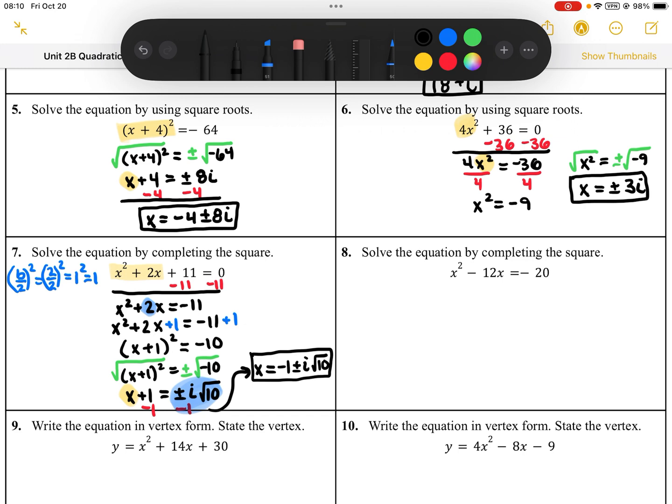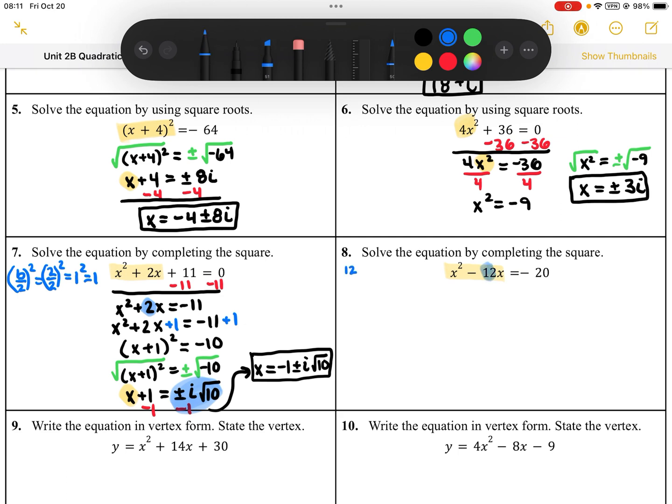For number 8, we are going to solve the equation by completing the square. So I have x squared minus 12x equals negative 20. First step is to get your ax squared plus bx by itself. So my x squared minus 12x is already by itself. So now I'm going to go create my perfect square trinomial. My b value is 12.